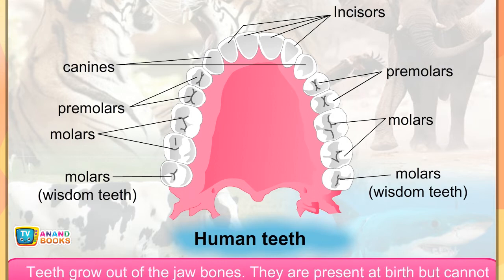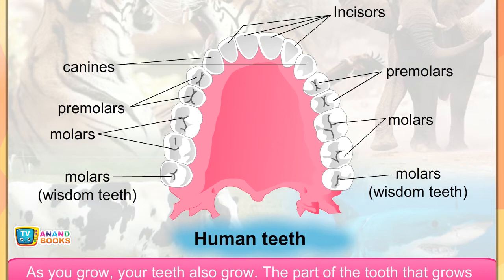Teeth grow out of the jaw bones. They are present at birth but cannot be seen. The jaw bones are covered by pink-colored gums. As you grow, your teeth also grow.